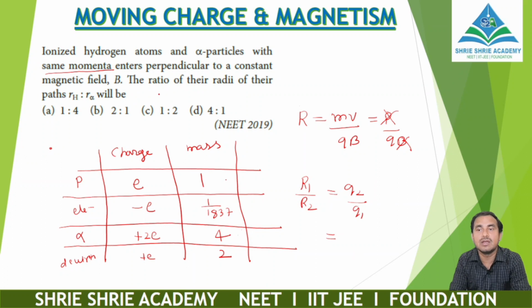Here the important thing is that the first one is given as hydrogen, and the second is given as alpha particle. So when you are finding the ratio, first is hydrogen, second is your alpha particle, right? So it is inversely proportional to charge: charge of alpha particle over charge of hydrogen. Charge of alpha particle is 2e and charge of hydrogen is e. So you get the answer as 2:1. Second option is the answer.